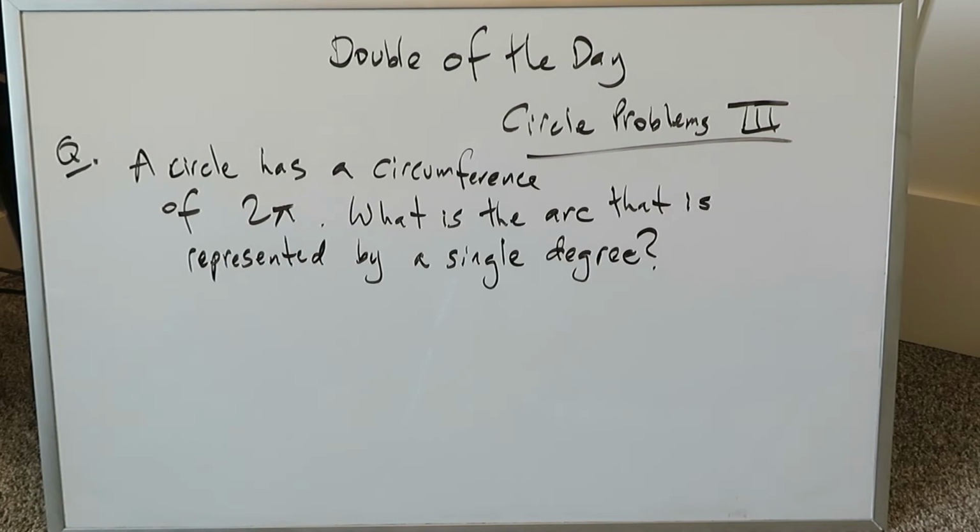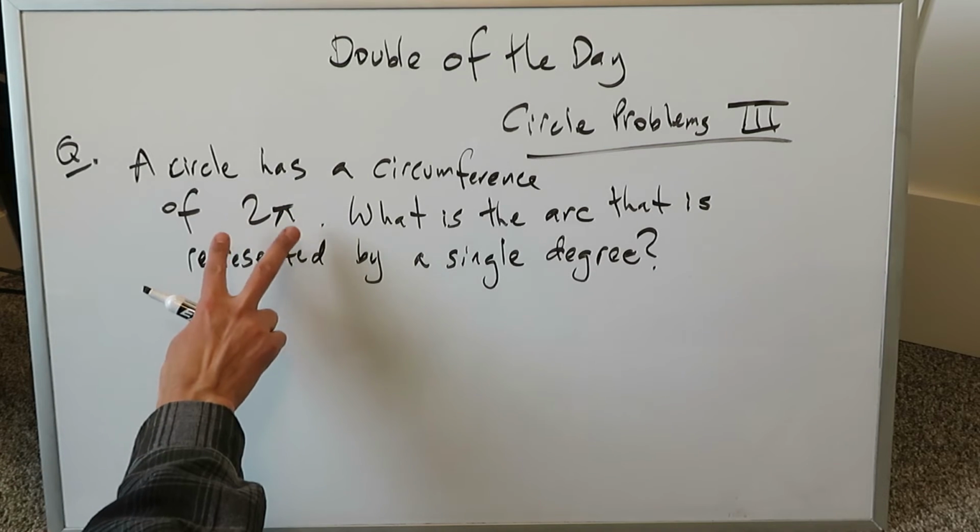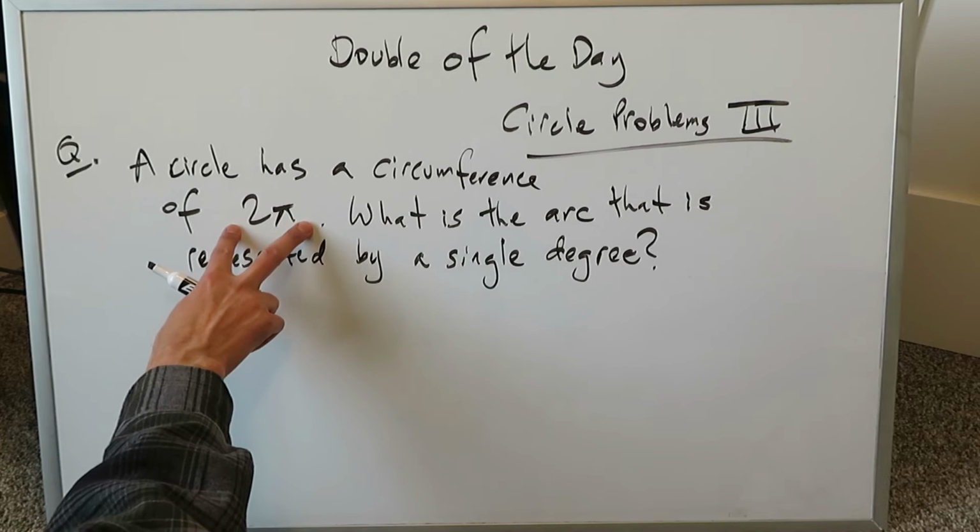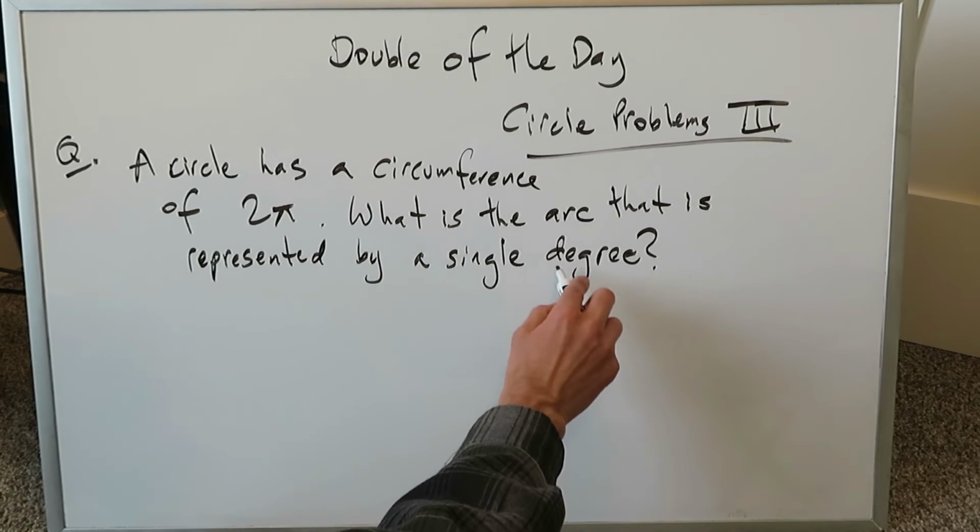Our second question for this is an interesting one. A circle has a circumference 2 pi. What is the arc length that is represented by a single degree? We have 2 different types of conventions being talked about. Here we're looking at something in the form of radians, and here we're talking about degrees.